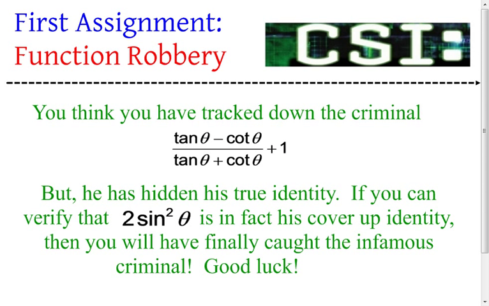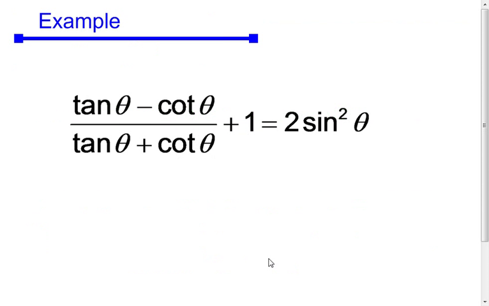First assignment, function robbery. You think you have tracked down the criminal, (tangent minus cotangent) over (tangent plus cotangent) plus 1, but he has hidden his true identity. If you can verify that 2 sine squared is in fact his cover-up identity, then you will have finally caught the infamous criminal. Good luck. Okay, cheesy, I know. What you really have to do is prove this, okay?